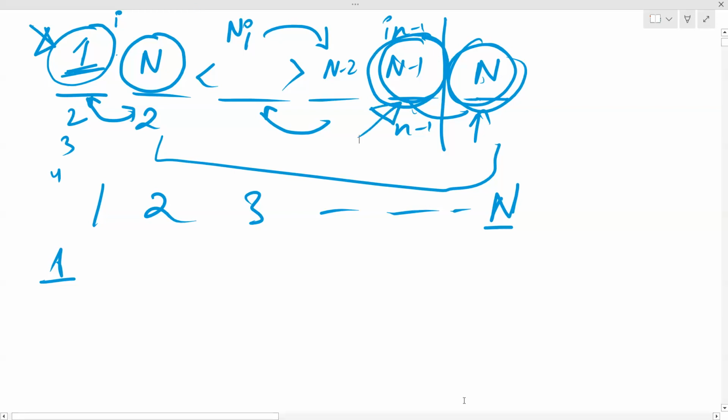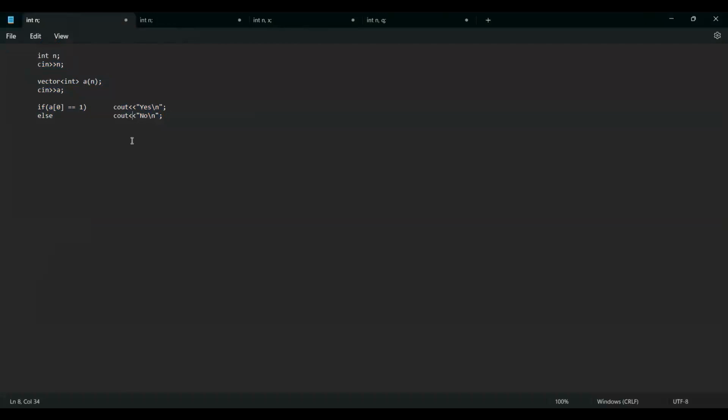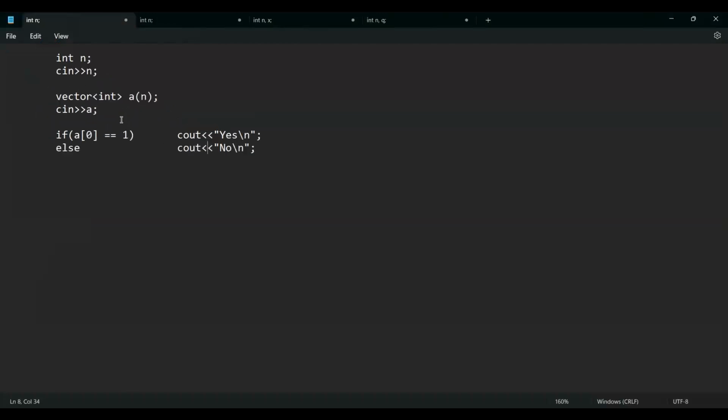So let me show you the implementation. In this, I have first taken array A as input. Don't get confused with this, this is me taking the complete array as input. Then if the first element is 1, the answer is yes. Otherwise, the answer is no.